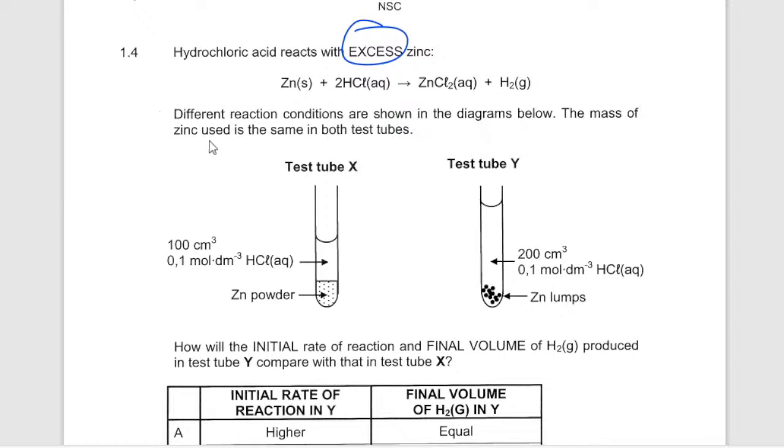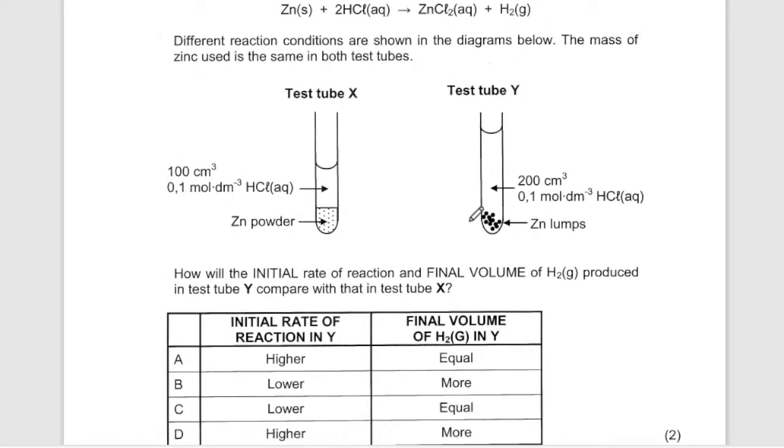The mass of zinc used is the same in both test tubes. Okay, meaning that the mass of zinc which is used is the same, but what is different? Remember, zinc is in excess, so it means that zinc cannot be a limiting reagent. But now what is happening here? If you look here, it is the same concentration. What is different here is the volume.